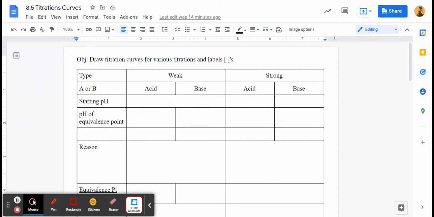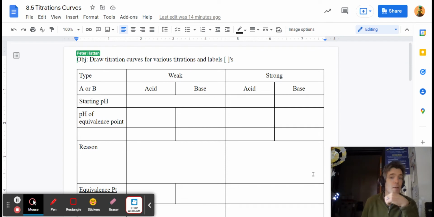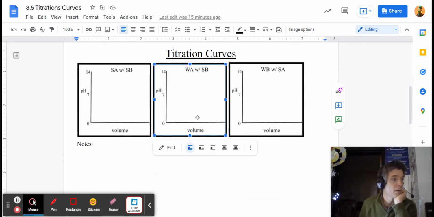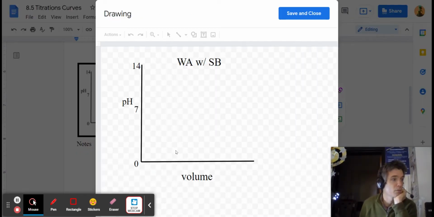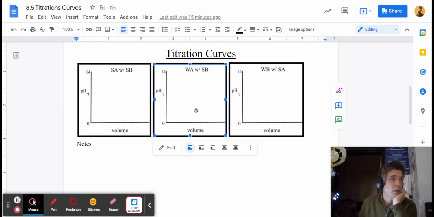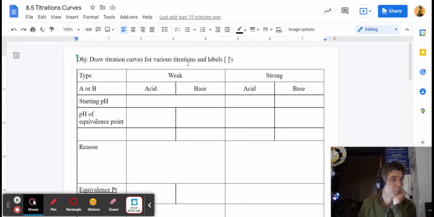Right, so our objective here: a titration curve really just charts pH versus volume as a reaction goes on. We're going to learn how to draw them and what the different pieces mean.